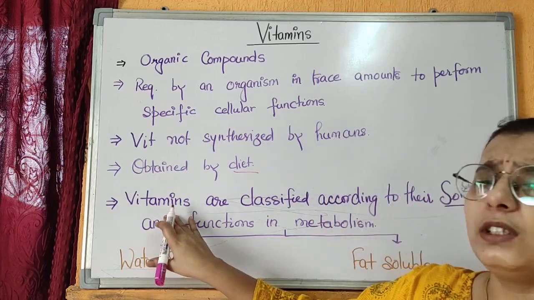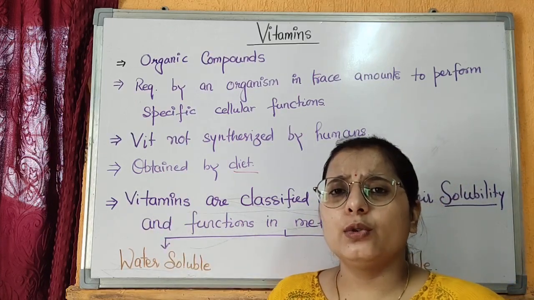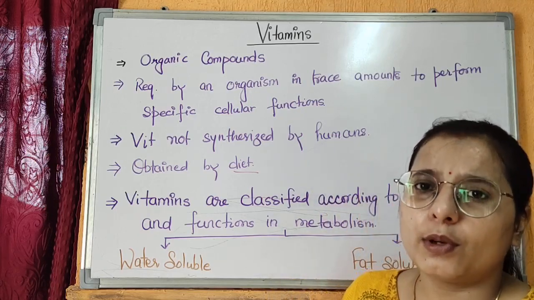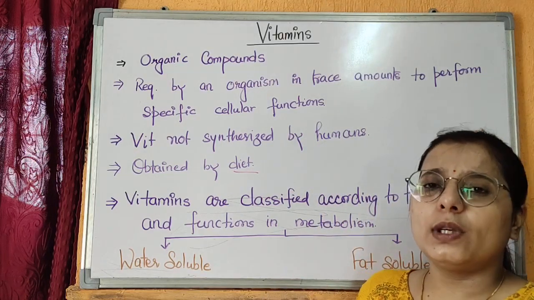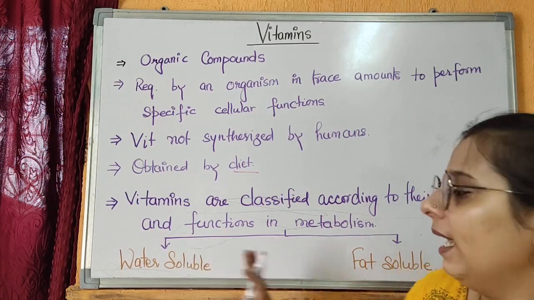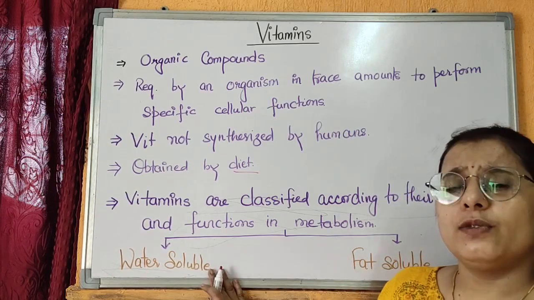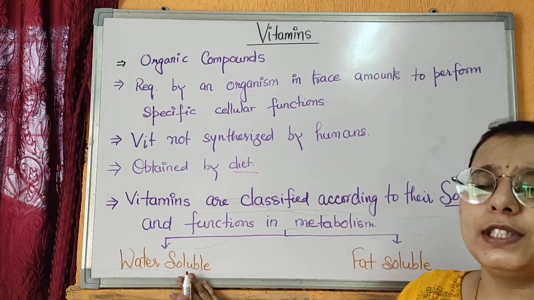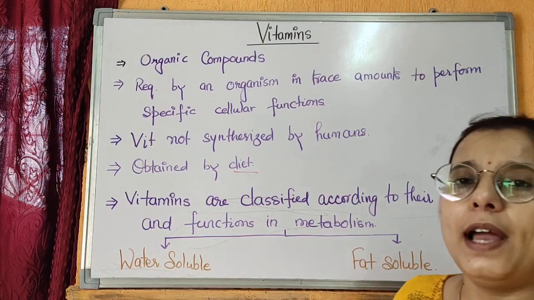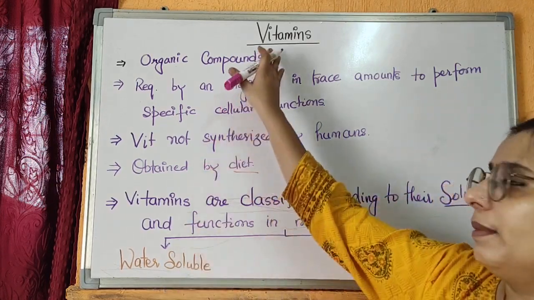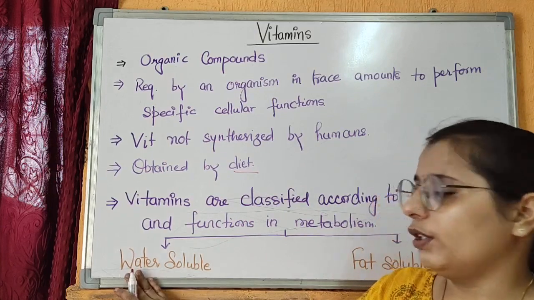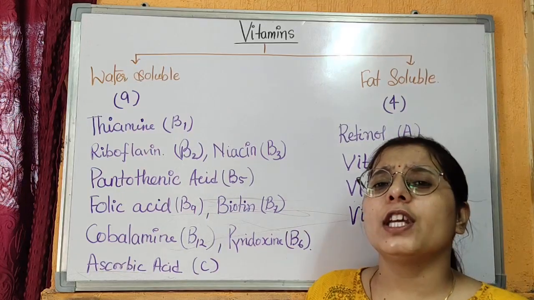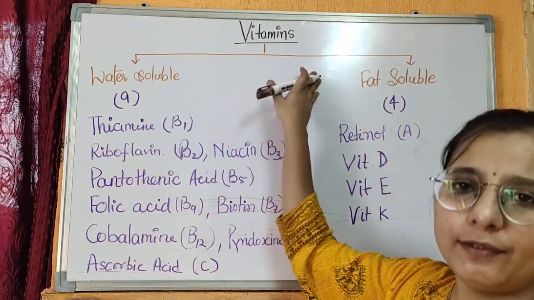Vitamins are classified according to their solubility and the functions they perform during the metabolism process. Based on these two categories, they are of two types, water soluble and fat soluble. The vitamins which are soluble in water are known as water soluble vitamins, and the vitamins which are soluble in fat are known as fat soluble vitamins. So vitamins can be categorized into two types, water and fat soluble vitamins.